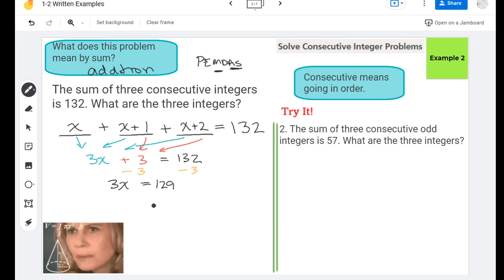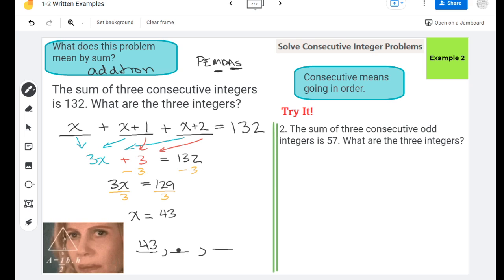Now remember, if you have a number and a letter that are squished up together like that, they are multiplying. So to get rid of the multiplication of 3, I need to divide each side of the equation by 3. Alright, and when I do that, I get x is equal to 43. Now remember, this is asking for 3 values, isn't it? It's asking for the first number, which was x. And then it's asking me for 2 other numbers in the sequence after 43. So if I'm doing consecutive integers, the next one would be 44, and the next one would be 45.